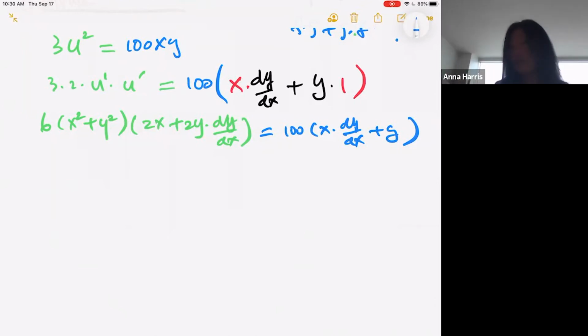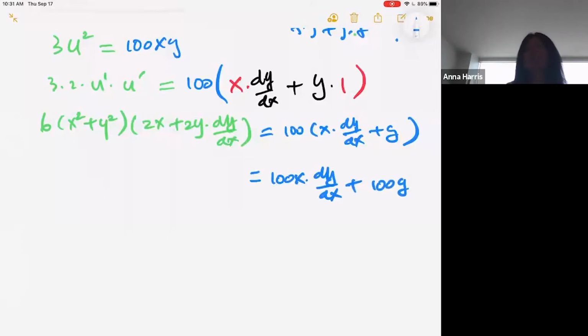So, looks like to me I have to do what? For now, the left-hand side, I'm not gonna do anything yet, but I'm gonna expand my right-hand side. That's what I have. 100x dy dx plus 100y. That's what I have.